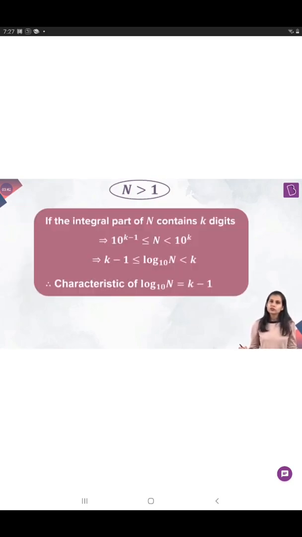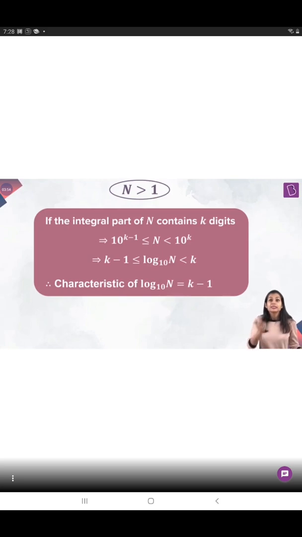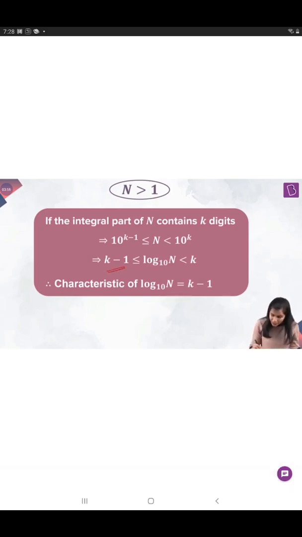And therefore, this brings me to the result that if the integral part of your input has k digits, that means your input is lying between 10 to the power k minus 1 and 10 to the power k. Hence, its log value will lie between k minus 1 and k, and hence its characteristic will be k minus 1, which is 1 less than the number of digits in the integral part of your input. That's it. That's the shortcut. Okay, so we'll just count the number of digits in the integral part. Minus 1 will be the characteristic.